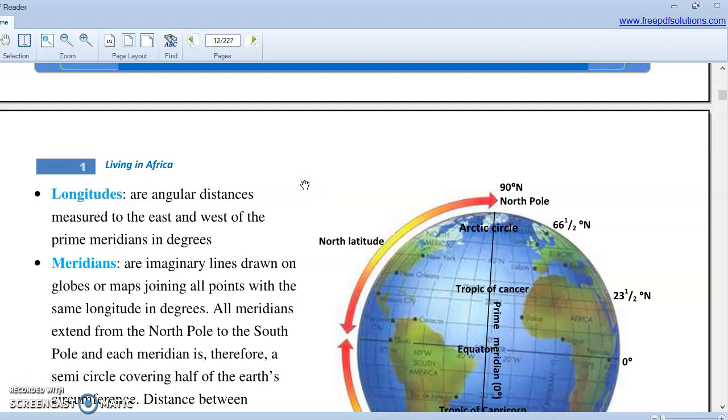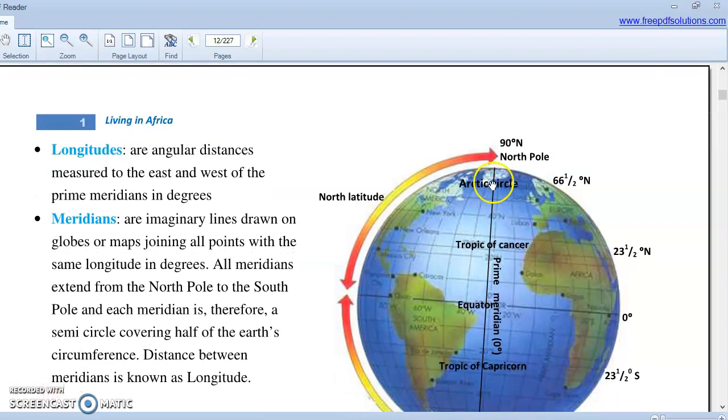Longitudes are angular distances measured east and west of the prime meridian in degrees. So the prime meridian is the highlighted line in the middle. The prime meridian starts from 0 degrees, right? So longitudes are measured east and west of the prime meridian.